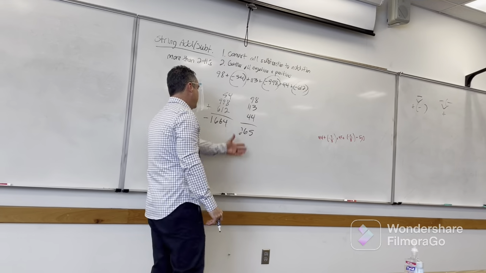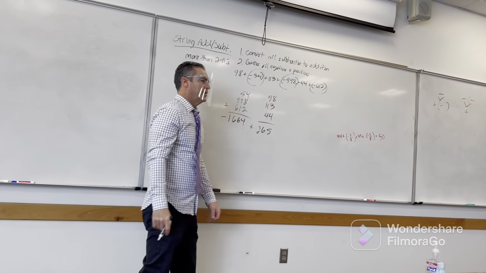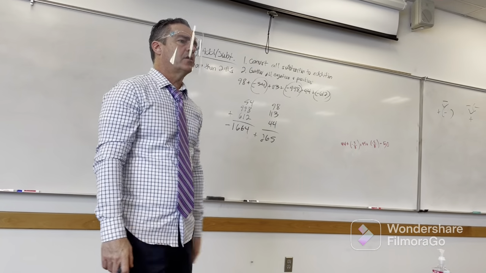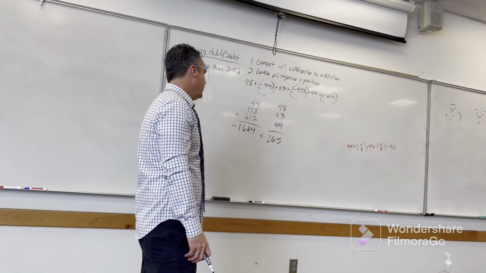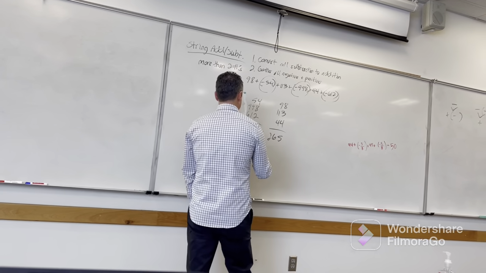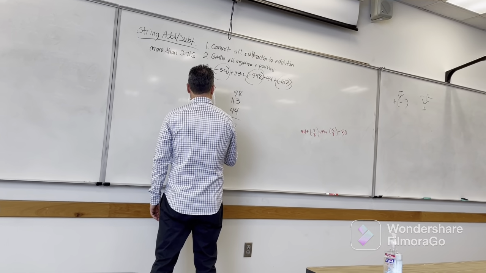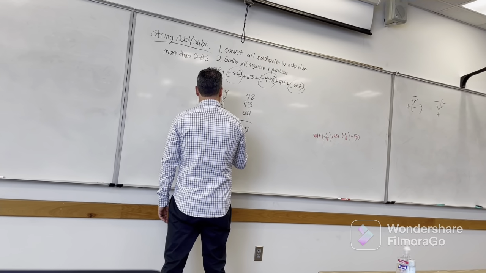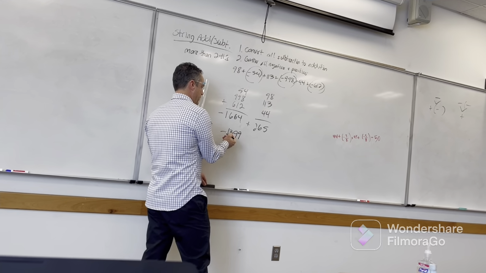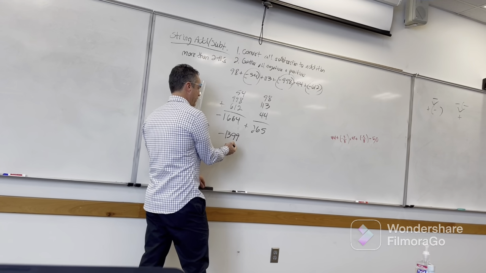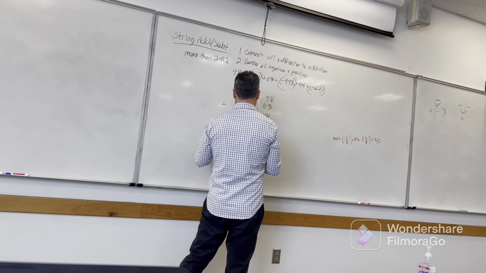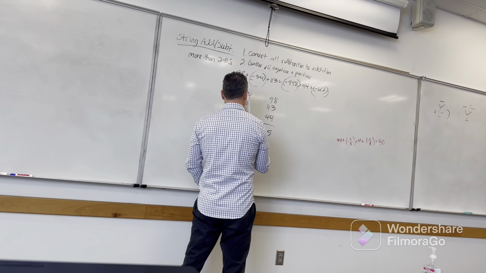Okay, good. All right, then you add those two together, because these are your positives, these are your negatives. And because they have different signs, you're going to subtract. 1,664 minus 265. Go ahead. Negative 1,399. Is that the right answer? It's 255, I'm sorry. This is 255. So this is negative 1,409.